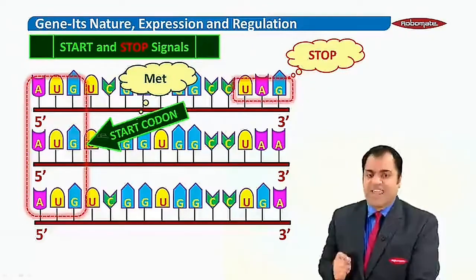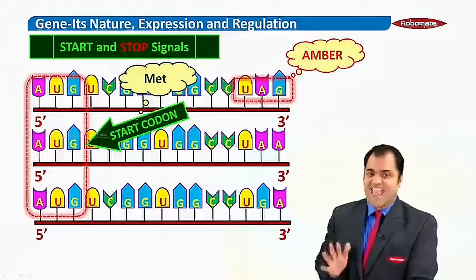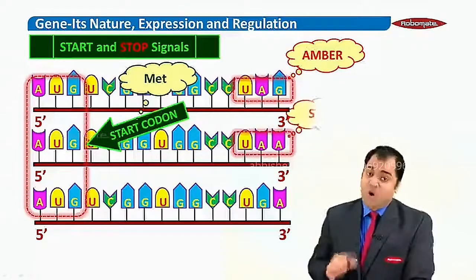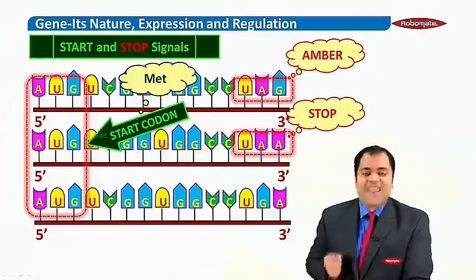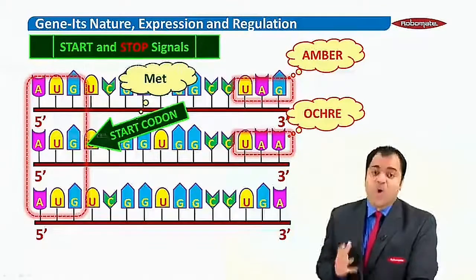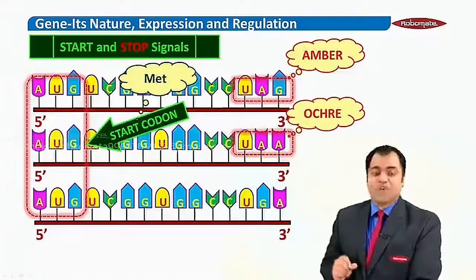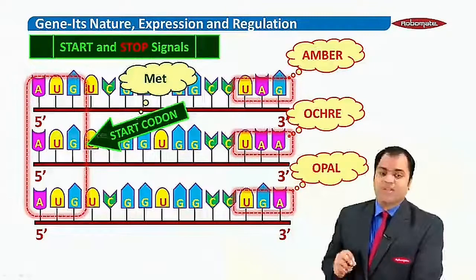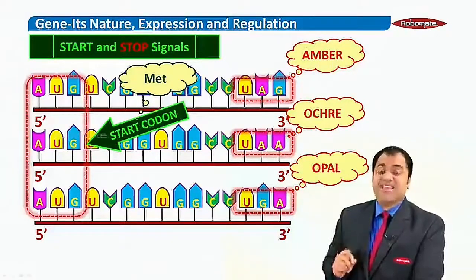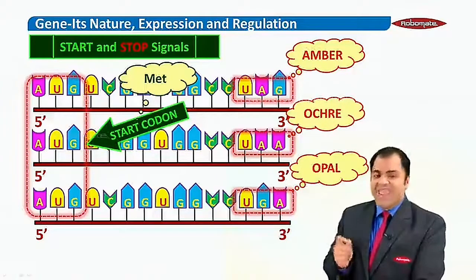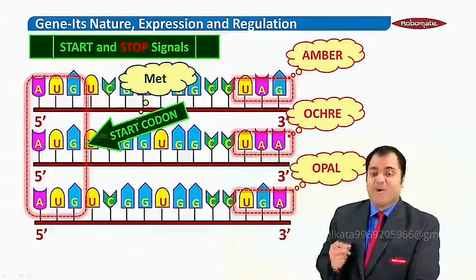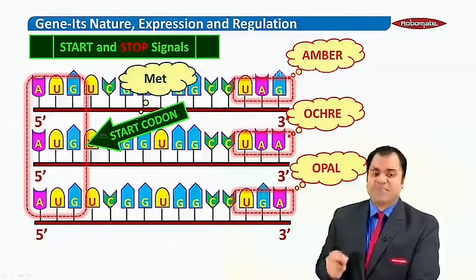They give it a special name. UAG is also called amber. In the second mRNA, what you see is UAA. This is also a stop codon. And UAA has a special name. It is called ochre. And the last stop codon, which is UGA, has a special name, and that name is opal. So you have to remember that UAG is also called amber, UAA is also called ochre, and UGA is also called opal. And all these 3 are stop codons or nonsense codons, and each one has their own specific name.